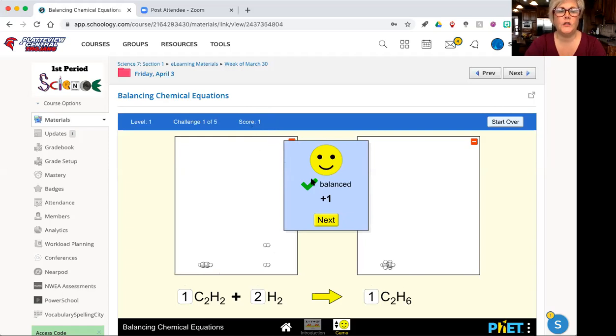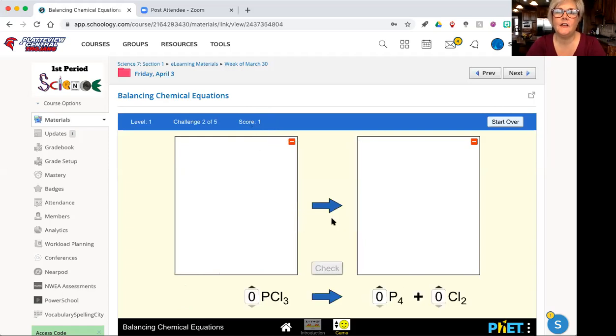So you're just going to work your way through, keep challenging yourself, and keep practicing. I know this is kind of a difficult topic, kind of hard to understand and wrap your brain around. But if you do this kinesthetic activity, I think it's really going to help you guys understand the idea. We need to have the same number of atoms on each side. Okay? Let me know if you guys have any questions.